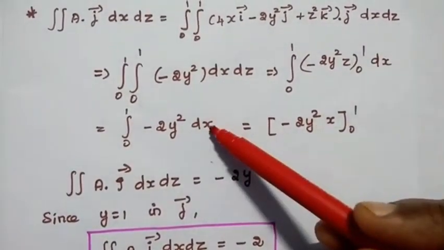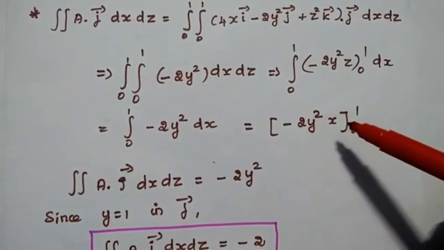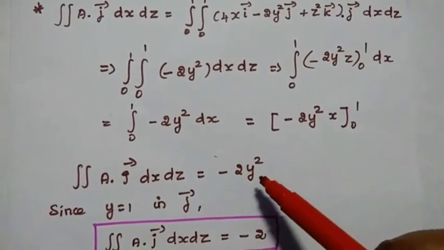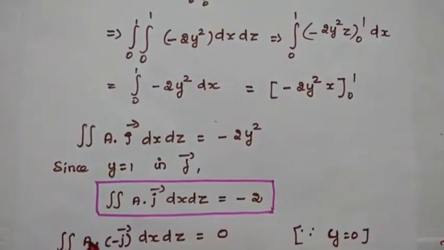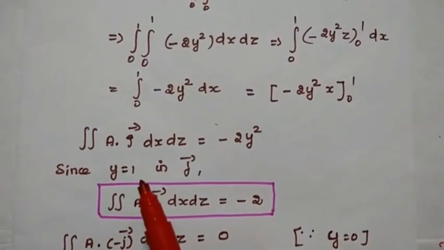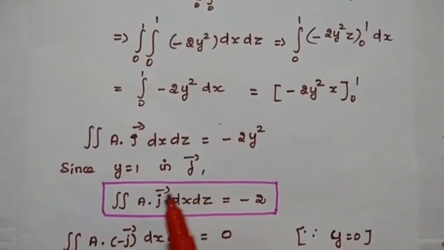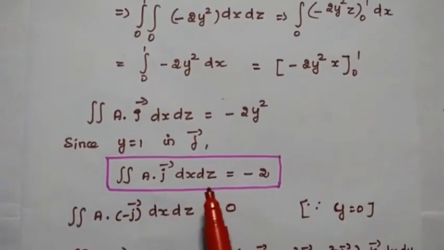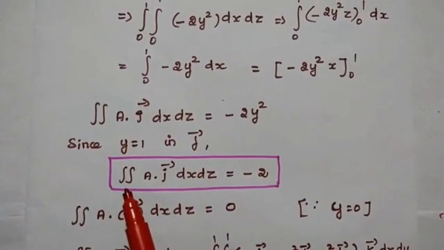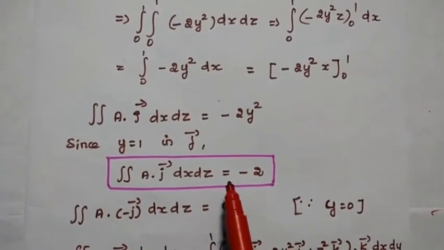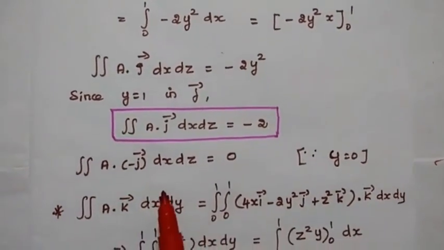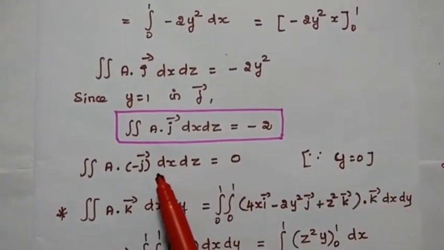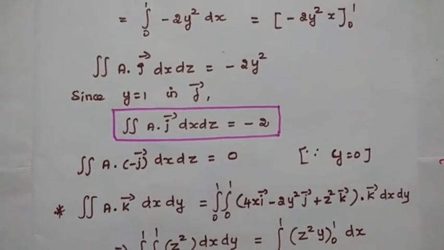So here we get the integration over 0 to 1 of minus 2y squared dx. Then integrate with respect to x. We get minus 2y squared x from 0 to 1. Substitute this value, we get minus 2y squared. Okay. As we know that the value of y is equal to 1 in the j direction, we can substitute that value here. So this integration becomes minus 2. That is, the surface integration of A dot j vector dx dz is equal to minus 2. In the opposite side, its value is 0. So we can say A dot minus j vector dx dz is equal to 0.